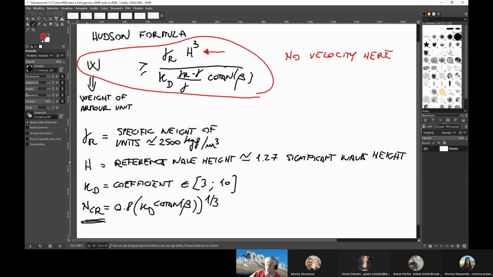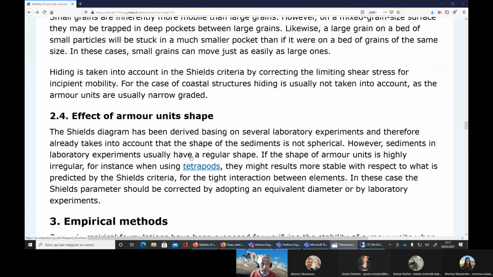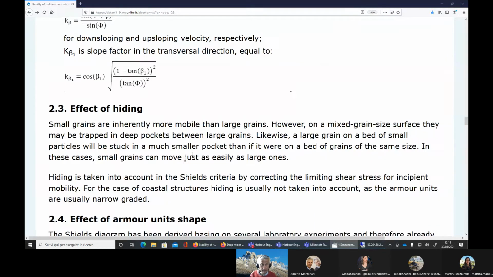It's interesting maybe to see a comparison with the Shields criteria, okay? And to make this comparison, I am proposing to you an exercise. But before we go to the exercise, let me just share for a couple of minutes the screen of my web page, and let's discuss hiding.